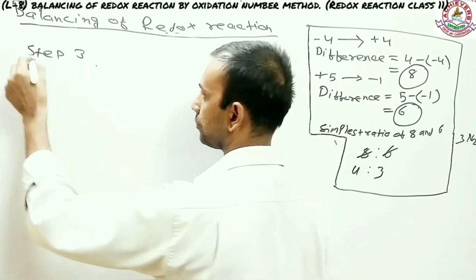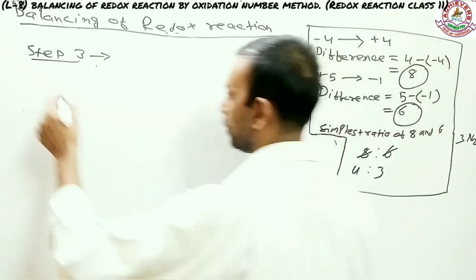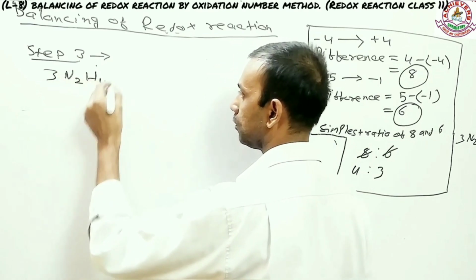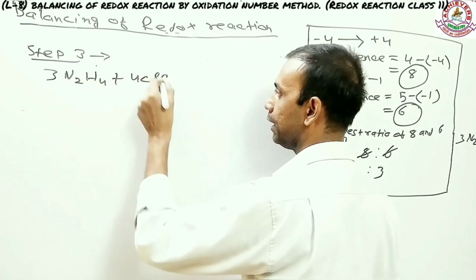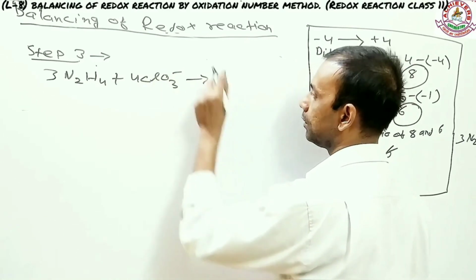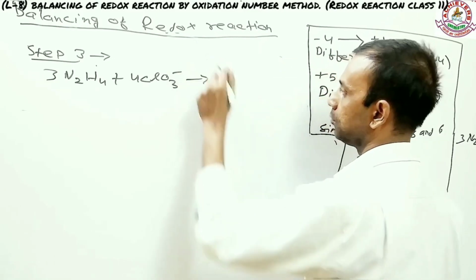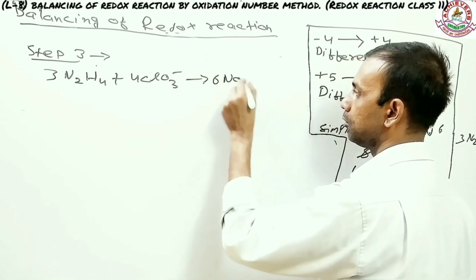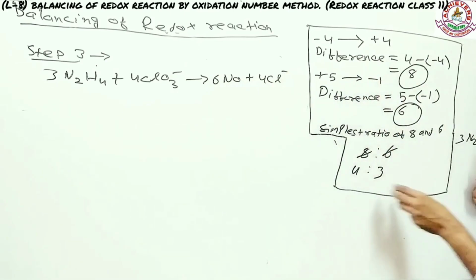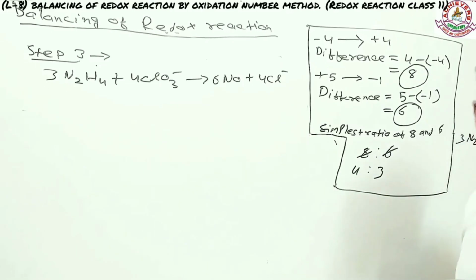Step 3. So what I have to do? I have to do like 3N2H4 plus 4ClO3 negative gives 6NO plus 4Cl negative. So this is how I have used this simplest ratio 4:3 in balancing the oxidation number.